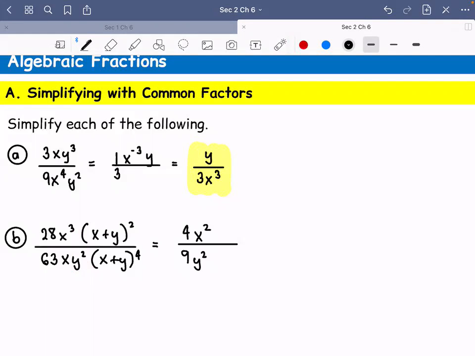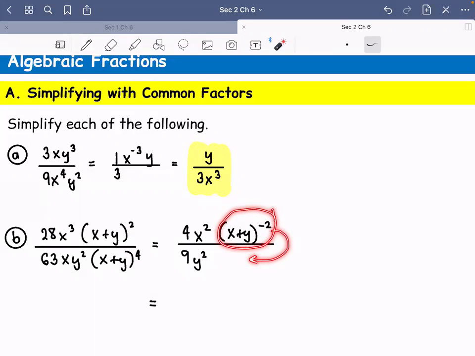Okay, now what happens with x plus y squared and x plus y raised to 4? What is your answer here? So 2 minus 4 gives you x plus y raised to negative 2, right? Because 2 minus 4 gives negative 2. But we cannot have a negative exponent. So what should we do with x plus y raised to negative 2? We should put it in the denominator. So we only move this.